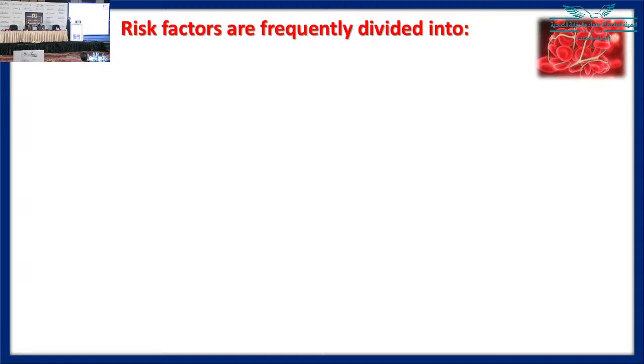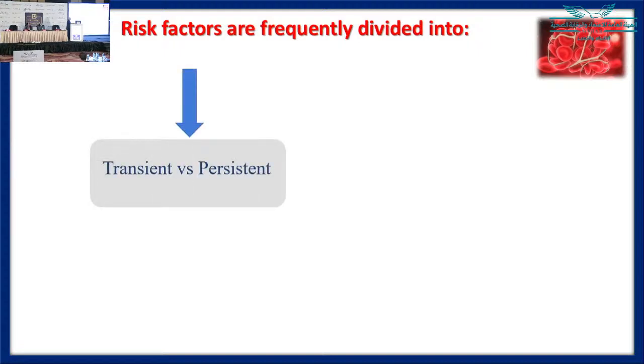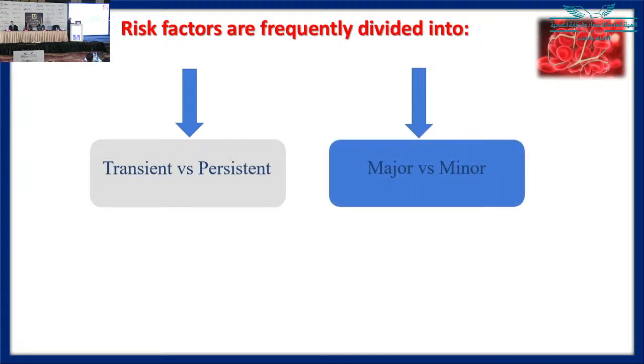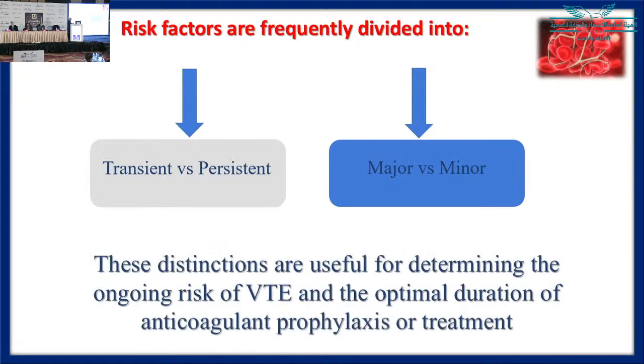The risk factors of DVT are usually divided into transient, during or after operation, or persistent, because the patient has a disease that's lasting with him and he is in need of prevention of DVT all the time. And major versus minor risk factors. These distinctions are very useful to determine the risk of VTE, so the optimal duration of anticoagulant prophylaxis or treatment that should be used. So I must know whether I have a major or minor risk, and a transient or persistent cause, to know the duration of the anticoagulant.